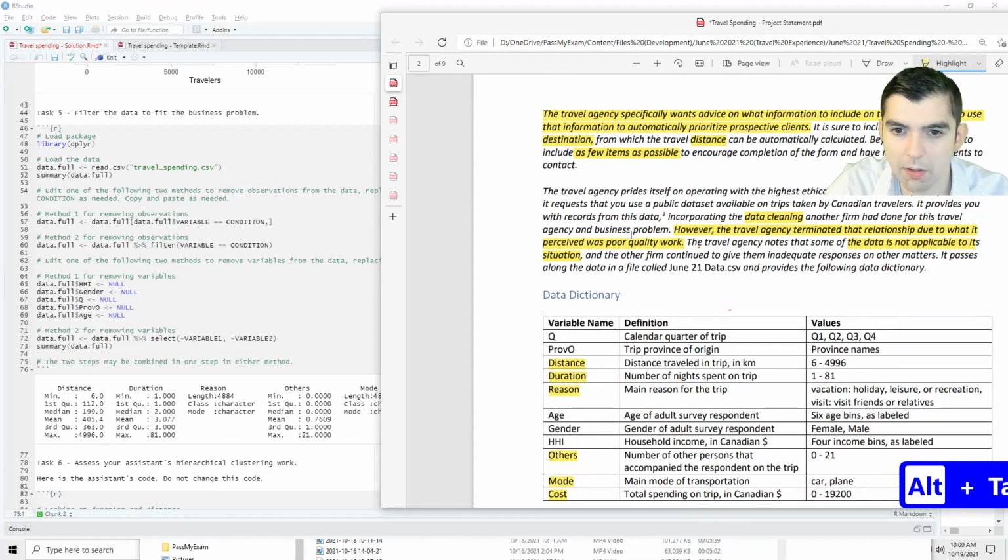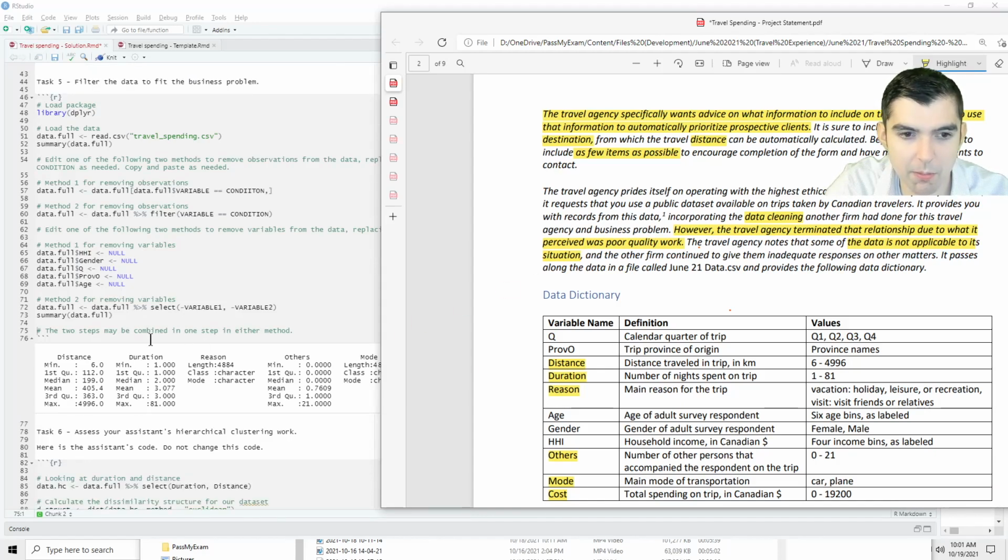So we want to see what they missed. So just check that the values here match the values of the data dictionary. Distance goes from 1 to 4496, that's right. Duration, 1 to 81, check. So that's check, check.